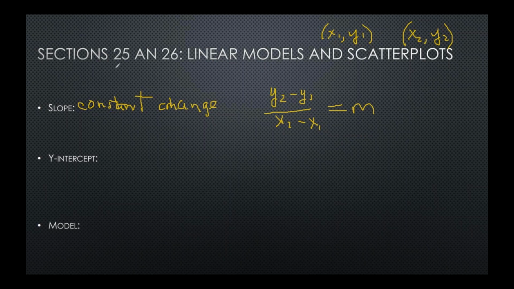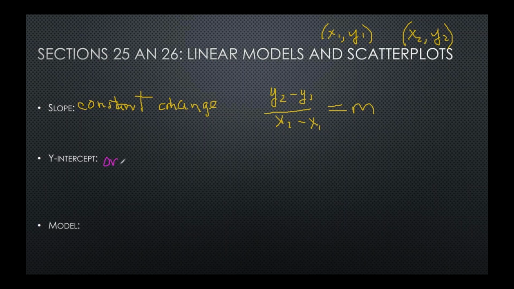Sometimes they'll just tell you, you save $10 a month. Well, every month you save $10. That's a constant change. That would be your slope. So sometimes you're just given the slope. Sometimes you're actually going to have to find it. Depends on the problem. All right, so then we go to the y-intercept.